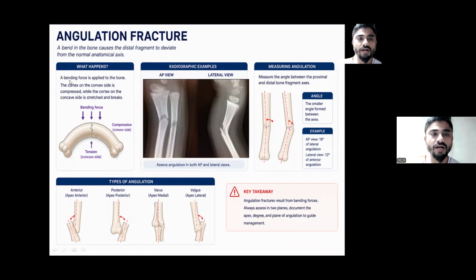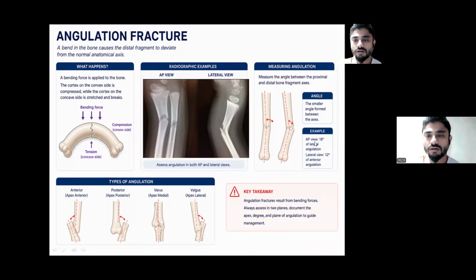If a bending force is applied to the bone, the cortex on the convex side is compressed while the cortex on the concave side is straight, and you will see such angulation deformities in the bones. How to measure angulation? You draw a long axis along the proximal fractured end and a long axis along the distal fractured end, and whatever angle is formed between the two lines, you have to mention it in the report. You have to measure the smaller angle, not the bigger angle.